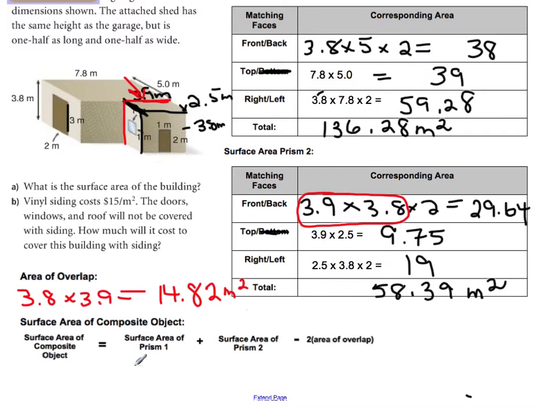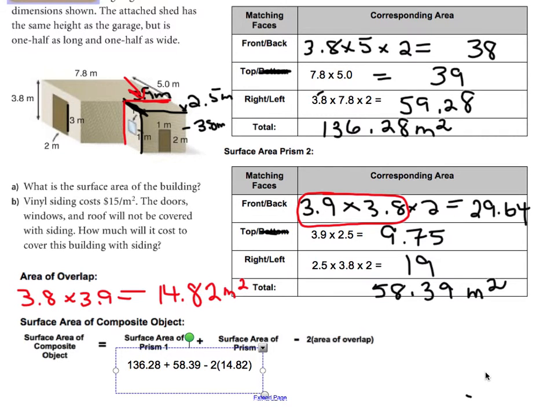Okay, so now what we are going to do is put all of our answers in here. So let me type it because that would probably be better. Surface area of prism 1 is 136.28. Surface area of prism 2 is 58.39. And I'm going to subtract twice my overlap, which is 14.82.